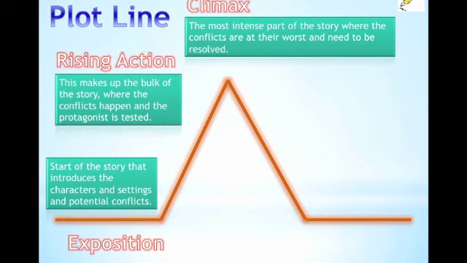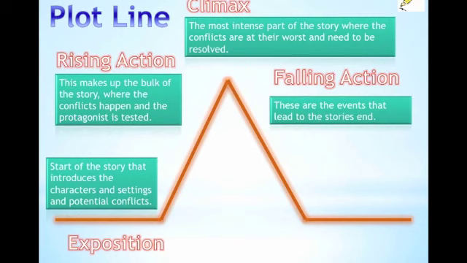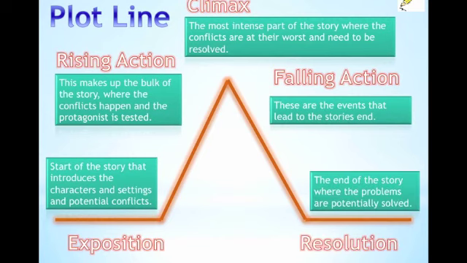So the climax is the most intense part of the story. This is where the conflicts are at their worst and something needs to be resolved. Falling action is where the story starts to lead to the ending. The conflicts are being resolved, and again, this could be the last couple of pages of a story or the last couple chapters. It just really depends on how the author has set up the plot line. And then finally, the ending of the story where all of the problems are potentially solved or someone dies, unfortunately, is called the resolution. Sometimes it's been taught to be called the denouement, but really in the end, most people just call it the resolution.